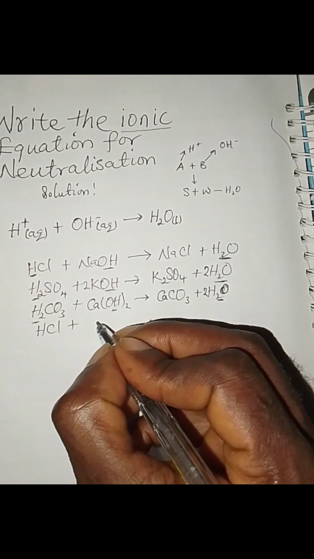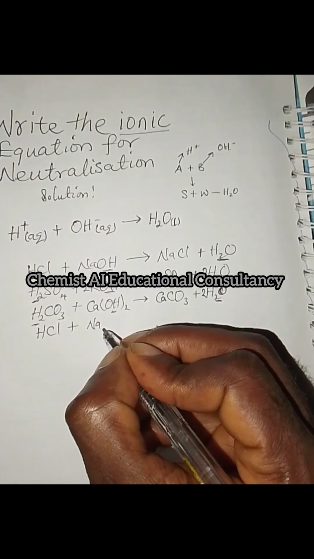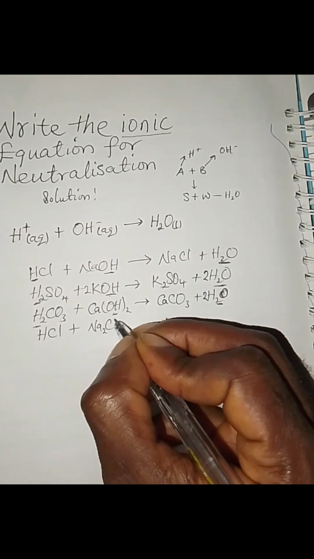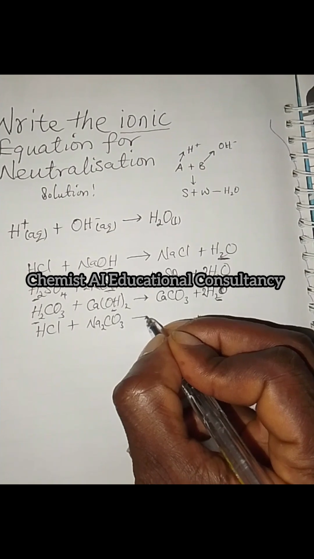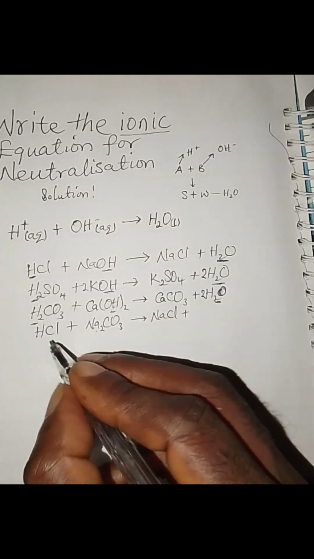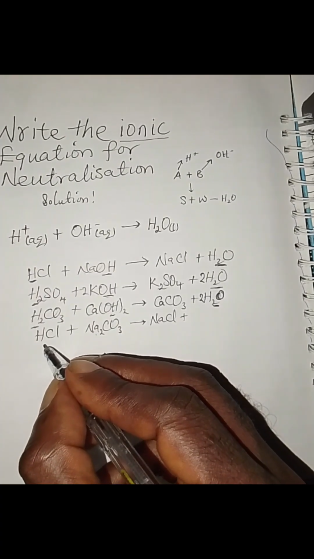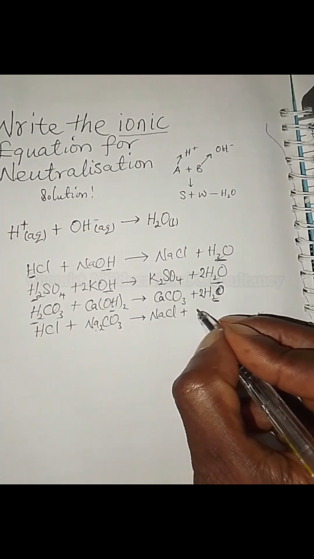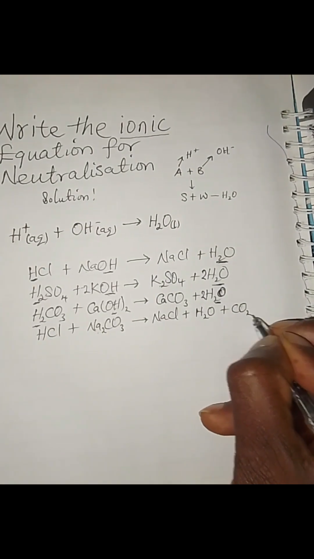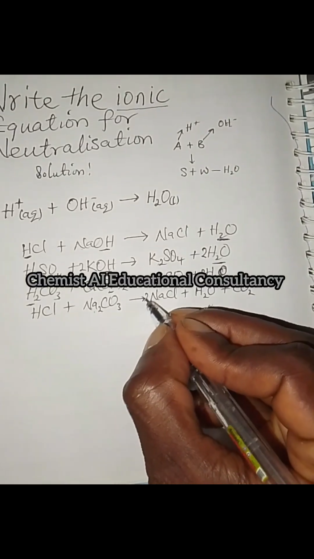yield water. Here is another equation: hydrochloric acid neutralizing sodium trioxocarbonate(IV), or sodium carbonate. The carbonate produces the sodium, and hydrochloric acid produces the chlorine to form salt. The hydrogen ion from hydrochloric acid and hydroxide ion from sodium carbonate that attacked water will form water. And then, because sodium carbonate is a carbonate, there is another byproduct, carbon(IV) oxide. The same thing happens there.